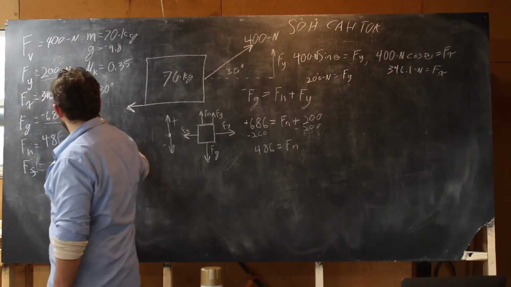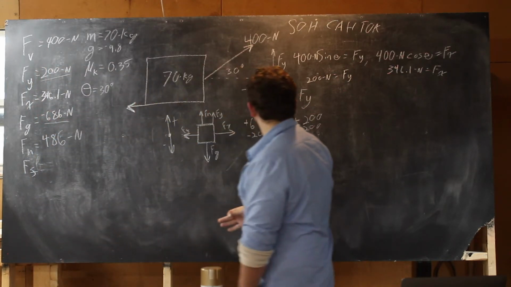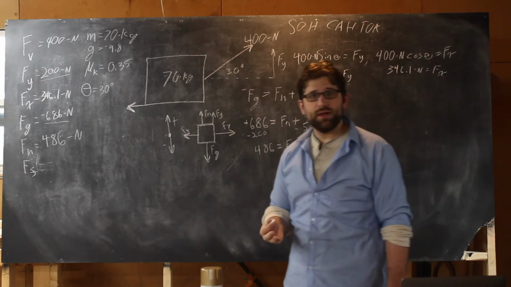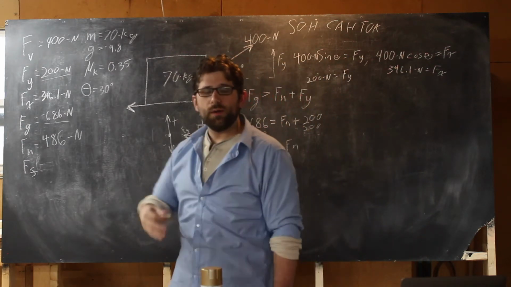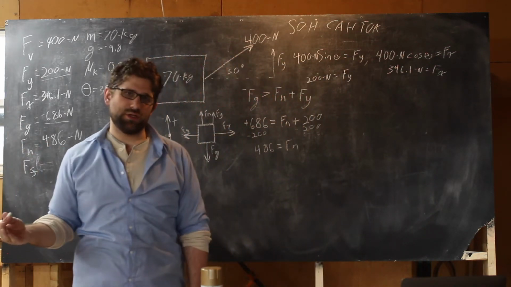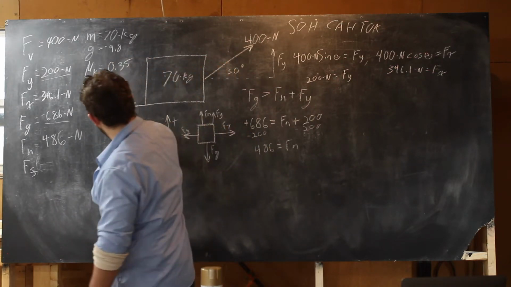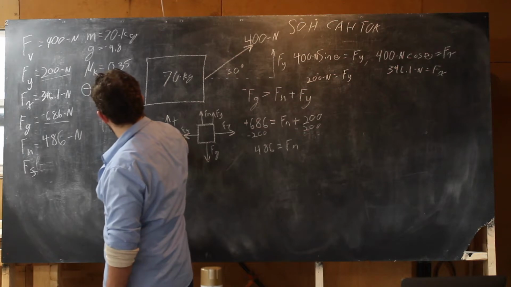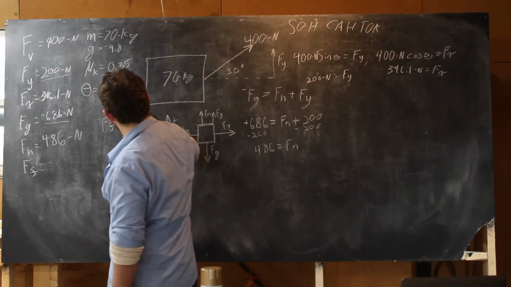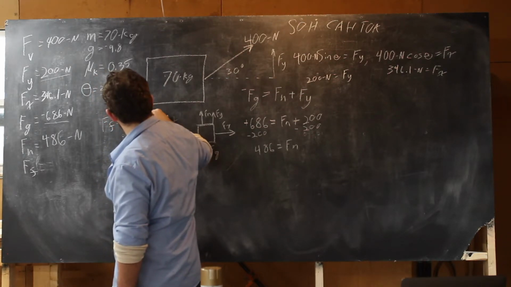486 newtons. And then, force of friction, remember, is the force normal multiplied by the coefficient of friction. And it's going to end up being a negative number. So it's going to be the negative force normal times the mu k.